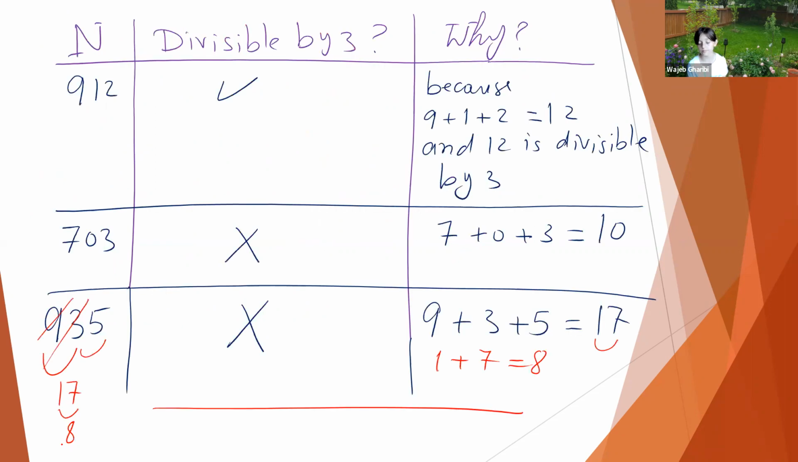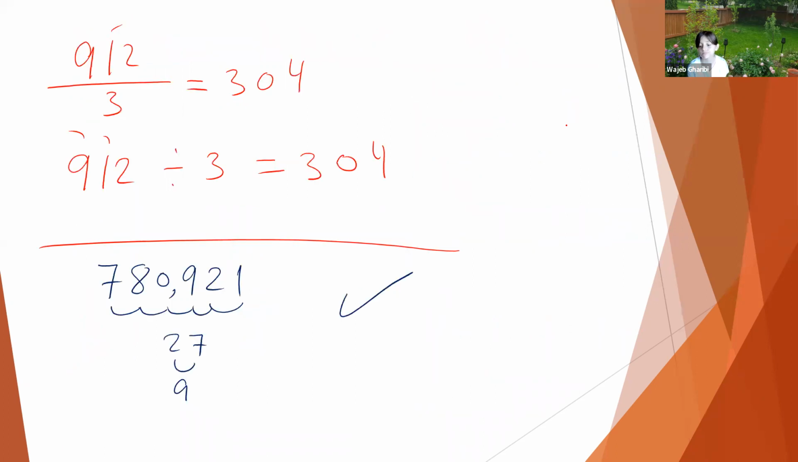Yes, let us have one example. 912 is divisible by 3. Why? Because 9 plus 1 plus 2 equals 12, and 12 is divisible by 3. And look, here we can again apply the same rule: 1 plus 2 equals 3, and 3 is divisible by 3. How about 703? No. Why? Because 7 plus 0 plus 3 equals 10, and 10 is not divisible by 3. Okay, and here we can write 912 divided by 3 equals 304.